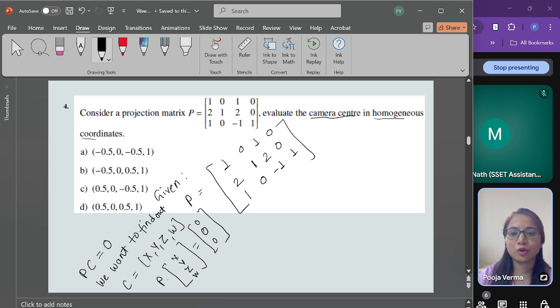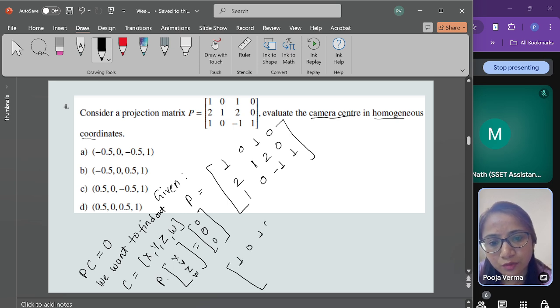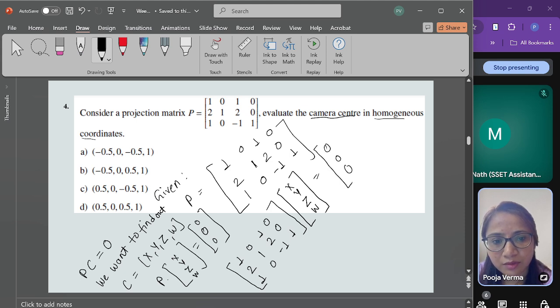Now the projection matrix P is given here, right? So just put it in and multiply. P is [1 0 1 0; 2 1 2 0; 1 0 -1 1], multiplied with the camera center x y z w, is equal to 0. Can you calculate this? Just multiply each row with this column. So what will you get?